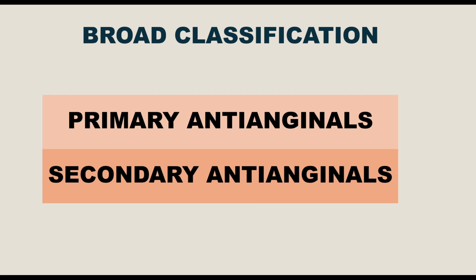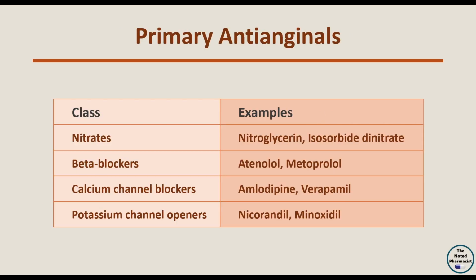Drugs used to treat angina can be broadly classified into primary and secondary classes. Primary classes include nitrates, beta blockers, calcium channel blockers, and potassium channel openers. These drugs aim to relieve angina symptoms and improve oxygen supply to the heart.